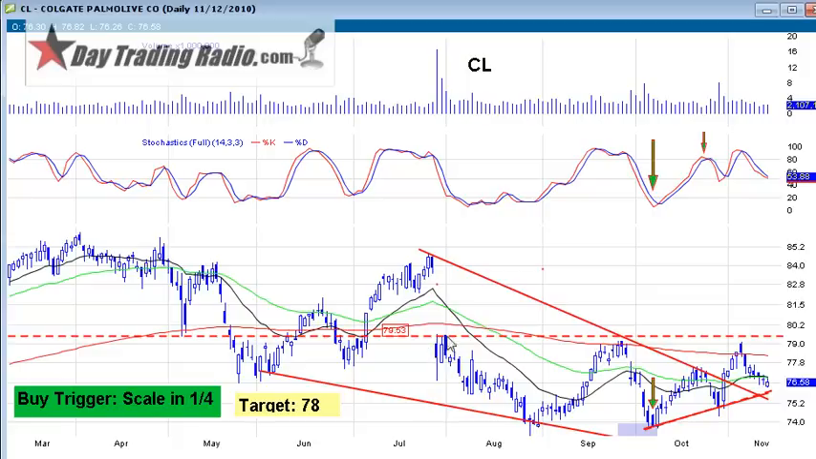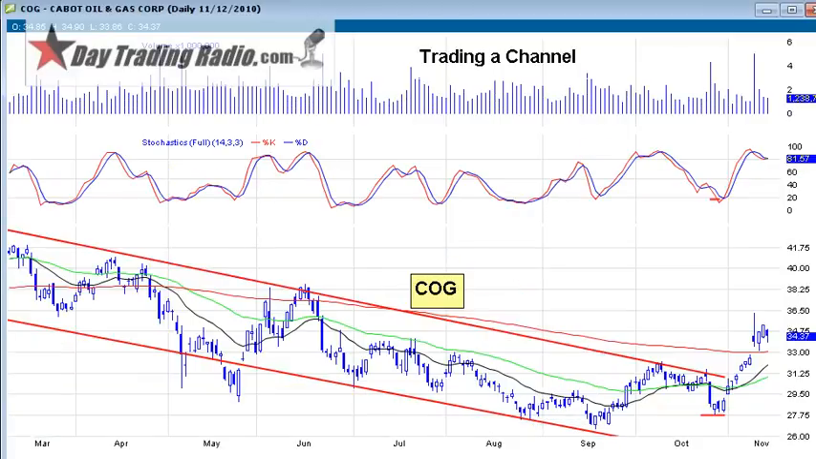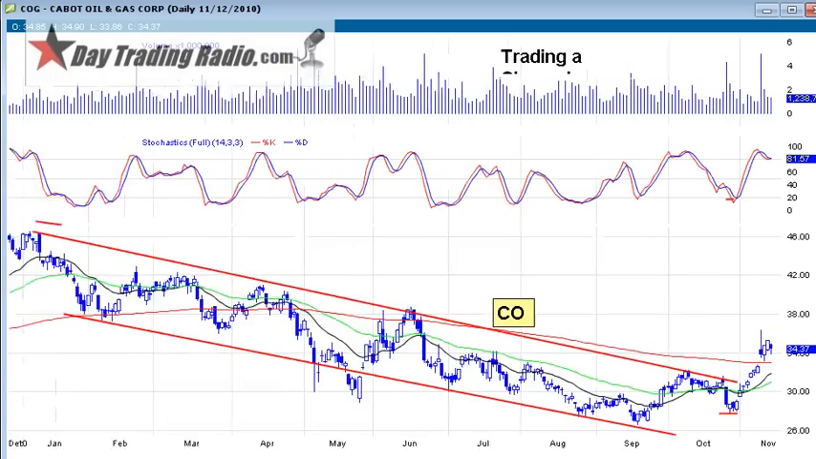And then you can see how this pushes up against the 200 period moving average. We're going to look for that to break out of that level on CL. COG, just another example of a channel that you can find in your markets.